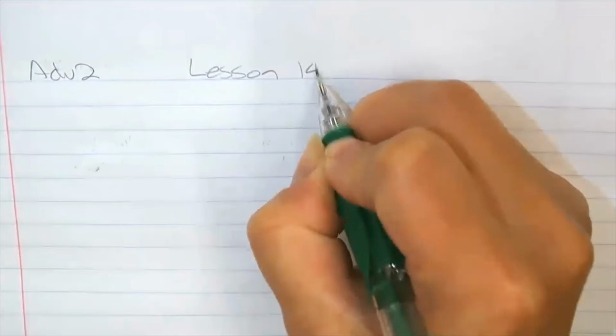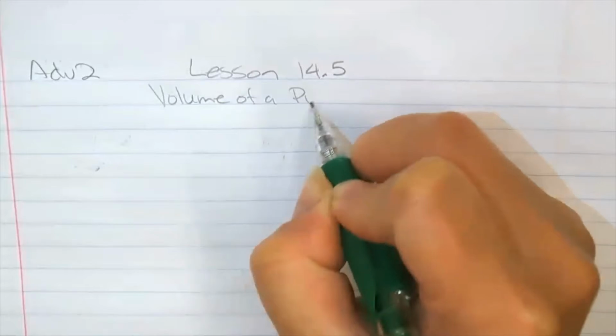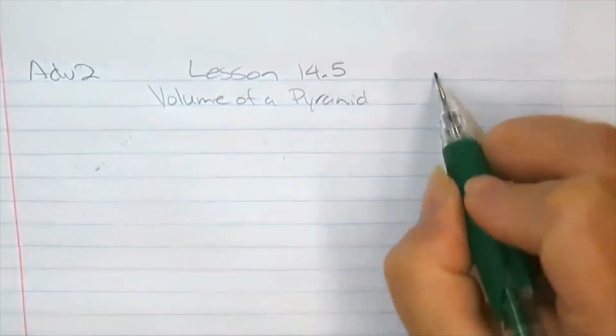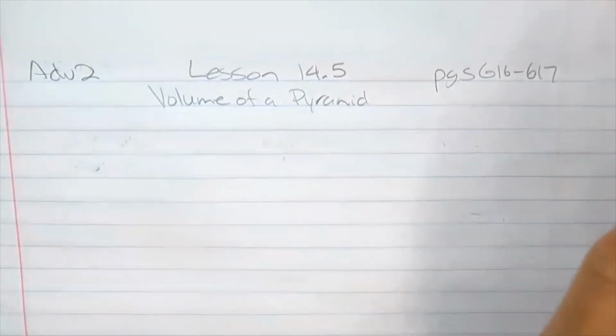We are working from the Advanced 2 textbook. Now, if you're in Math 7 Excel, this is in your textbook. If you are in Math 8, this is not in your textbook, but you do have access to it through Big Ideas Online, and the book pages are linked to the agenda. So you do have access to this material. We are doing lesson 14.5, volume of a pyramid, and it can be found on pages 616 to 617.